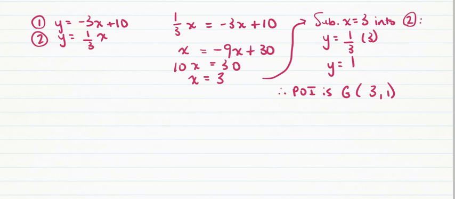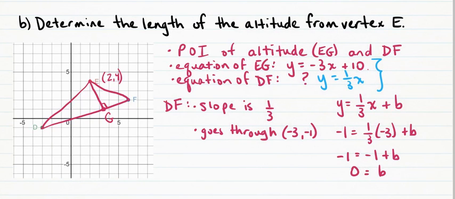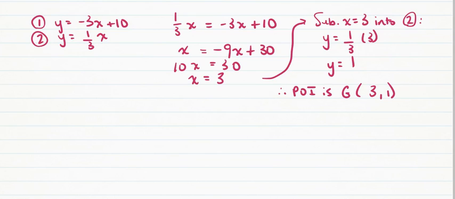Now that's still not the end of the question. Let's go back to our picture for a moment. We want to determine the length of the altitude from vertex E. Right now we have the coordinates for vertex E and for vertex G, which is (3, 1). We were a little bit off with our picture initially. Now that we have the two endpoints, we can use the length formula. We want the length from point E, which is (2, 4), to point G, which is (3, 1).